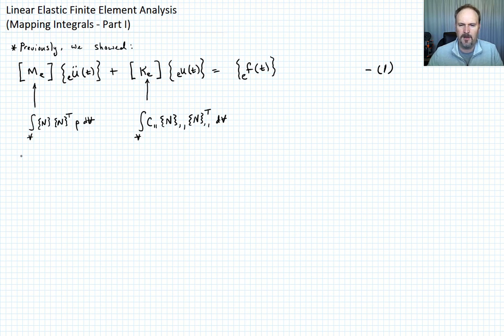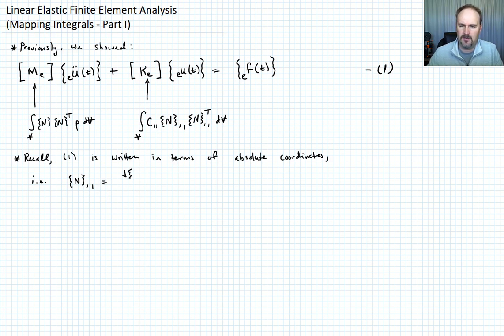Okay, so I'm going to remind you of something. Recall that these integrals, and thus the equation, are written in absolute coordinates. So recall equation 1 is written in terms of absolute coordinates. And what I mean by that, i.e., is that when I write the term, for example, the partial of N with respect to x1, that looks like the partial of N with respect to x1, right?